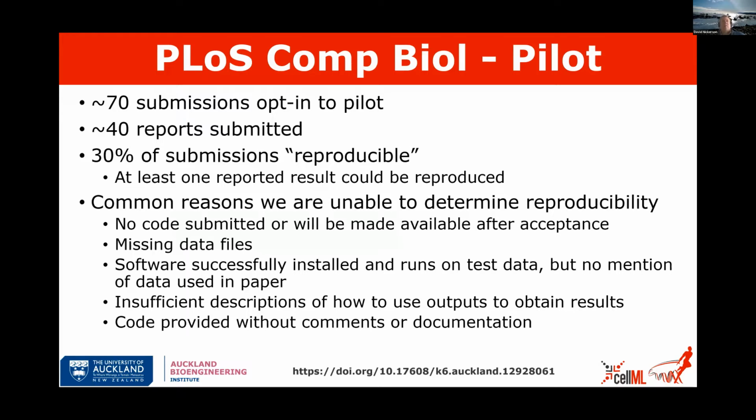Of which we've reviewed sort of 40 or so, probably a few more by now. And of that, 30% we call reproducible, meaning at least one of the reported results could be reproduced. Often it's not all the results, but even so, 30% is quite low for these people who are opting in to say that they think their work is reproducible. And there's a bunch of reasons we see why.